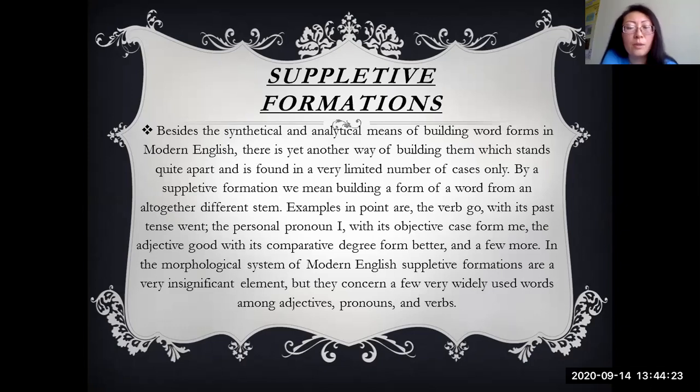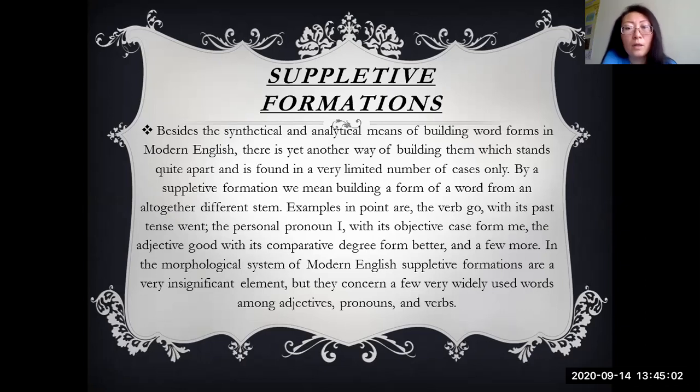Suppletive formation. Suppletive means additional or extra formations. Besides the synthetical and analytical means of building word forms in modern English, there is yet another way of building them which stands quite apart and is found in a very limited number of cases only. By suppletive formation, we mean building a form of a word from an altogether different stem. Stem is a root.